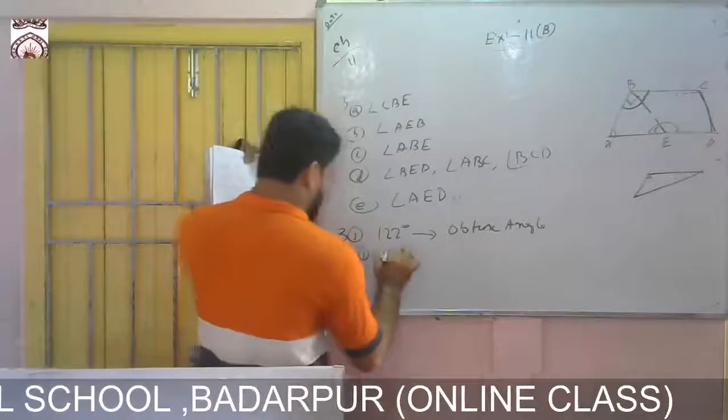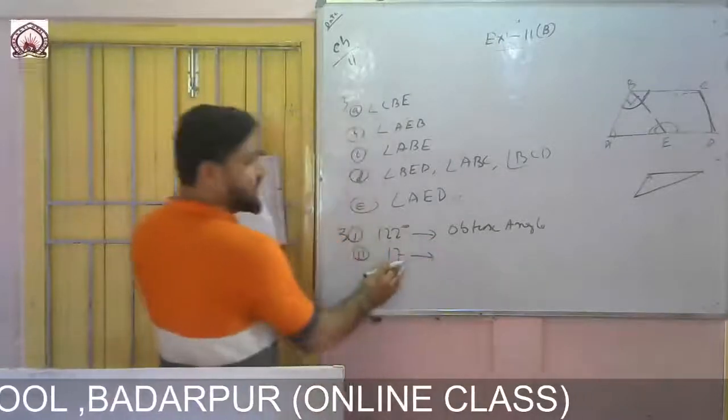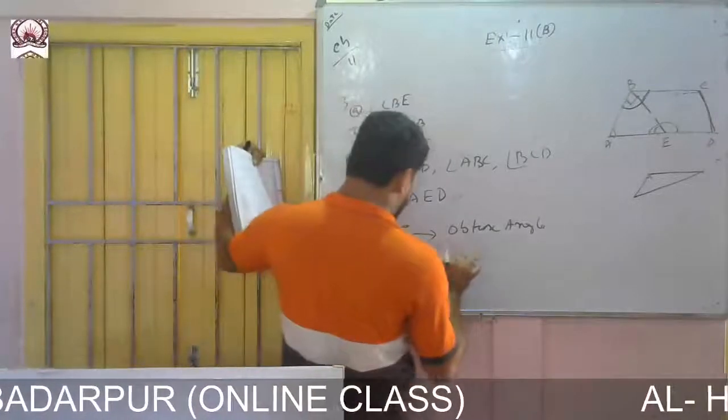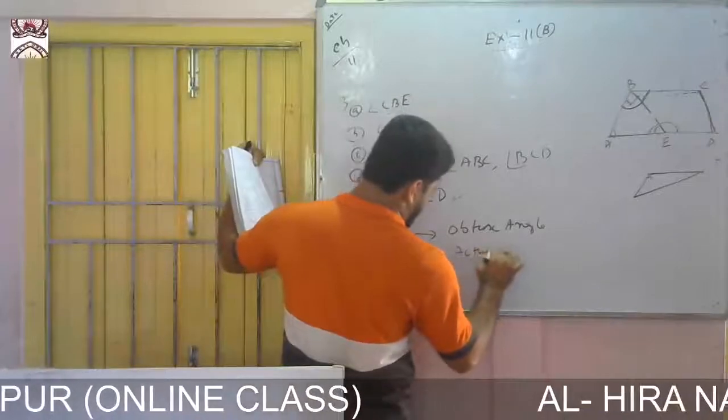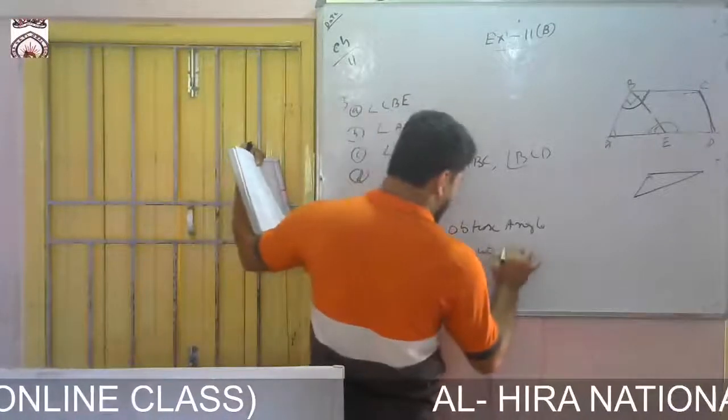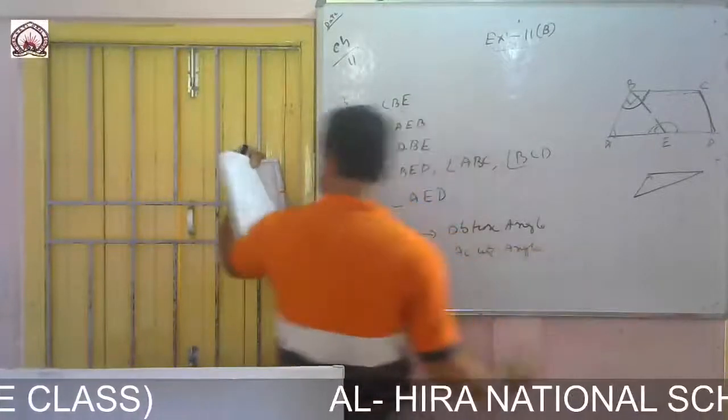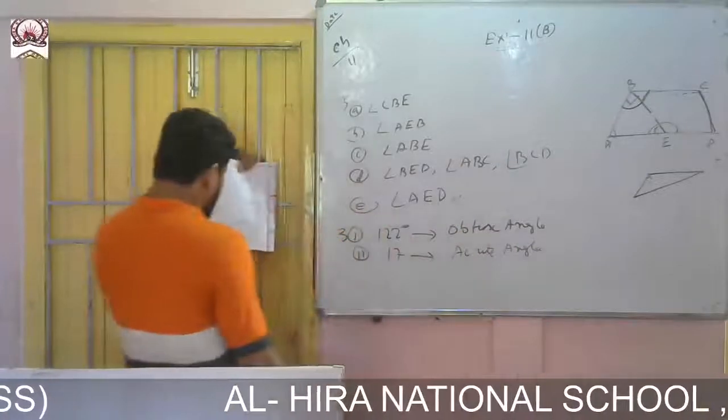Now come to part 2: 17 degrees. 17 degrees is less than 90 degrees, so it is an acute angle.